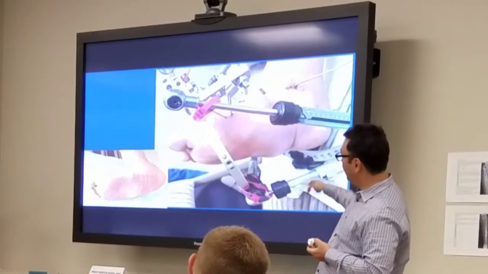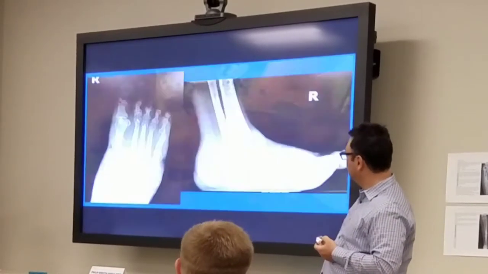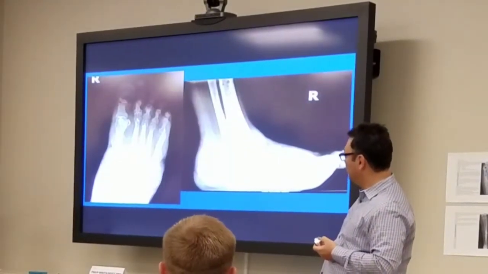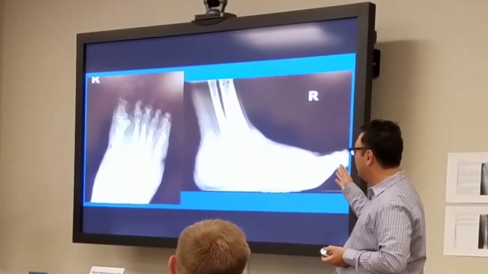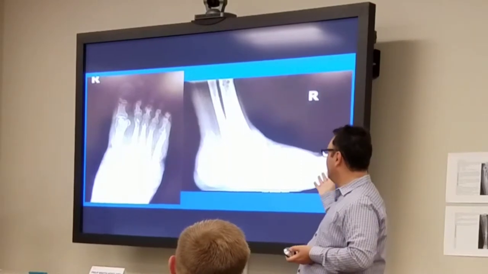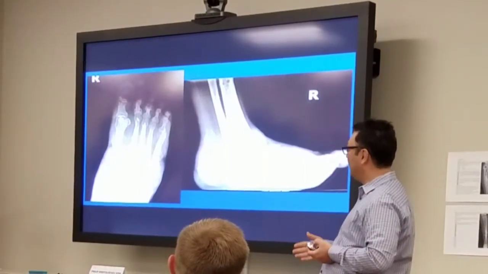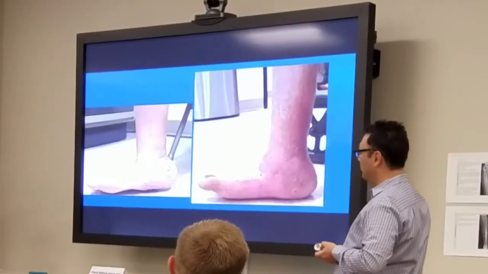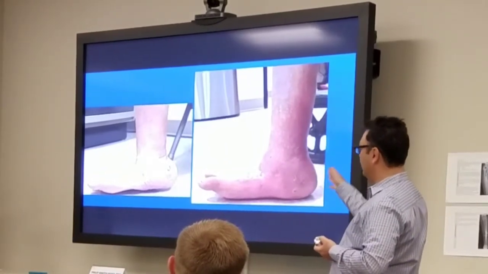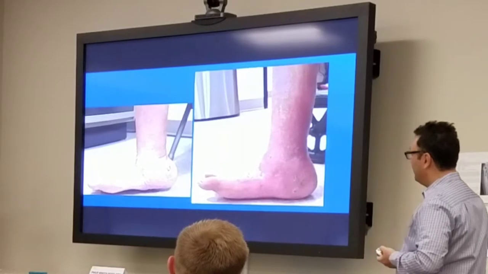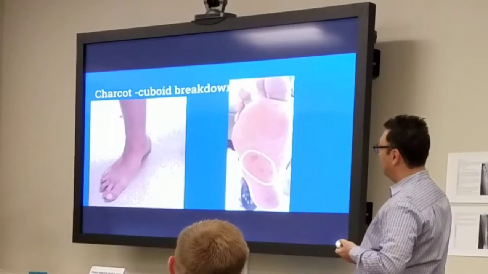So this is your before and after. Here's the placement of the beam screws. This one, if you look carefully, I can be very self-critical. It's not really perfect, but it's good enough in the sense that it's much better than where it started, for a much more walkable foot. Here you got that left is before, right is after. Obviously, there's still a lot of soft tissue swelling, but getting there. So let's look at another one.